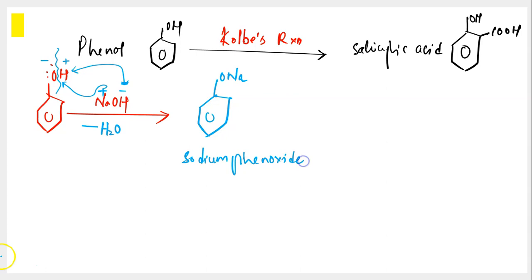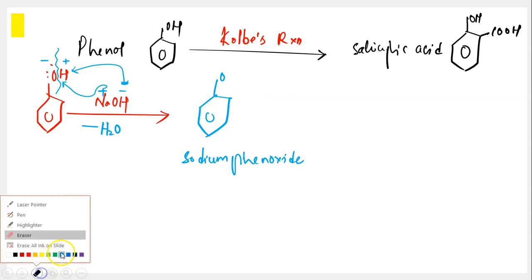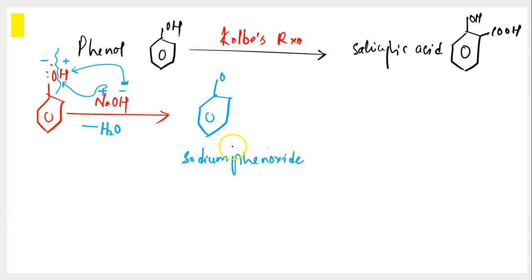Sodium what? Sodium phenoxide. In fact, in this molecule, the benzene with O minus part is called phenoxide, and this phenoxide now has sodium attached. That's why you call it sodium phenoxide. Alright. So the sodium phenoxide is further treated with carbon dioxide. You know the structure of carbon dioxide already.